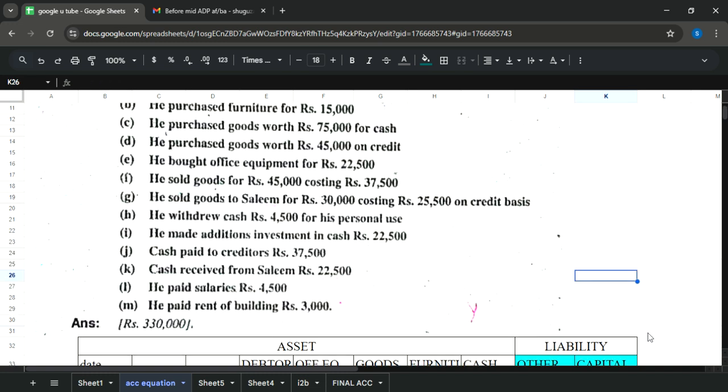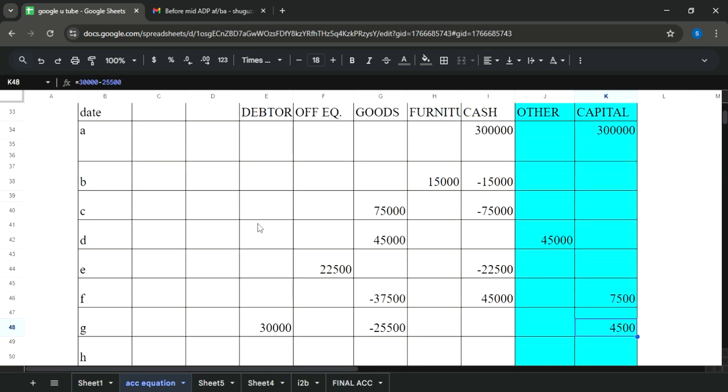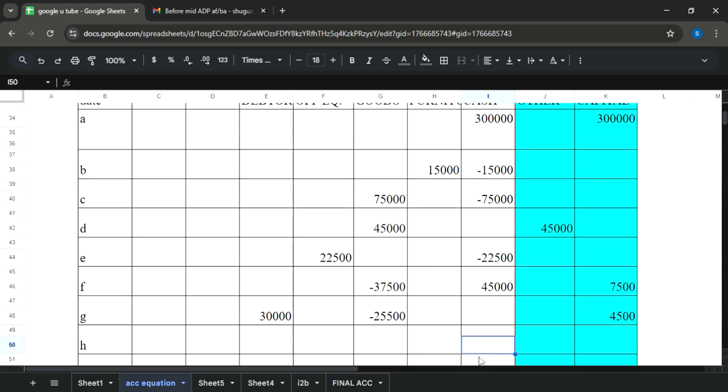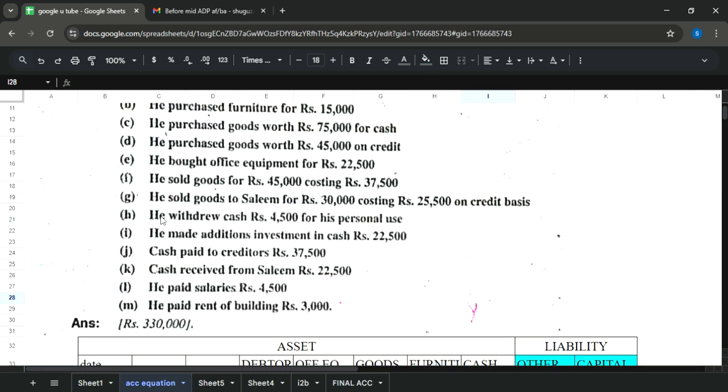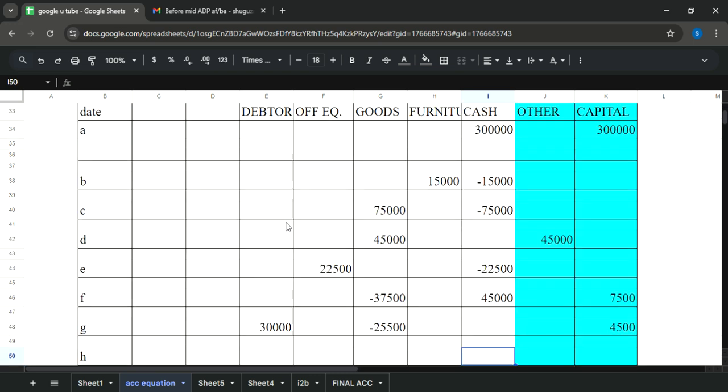Now entry number H: he withdrew cash of 4,500 for his personal use. When capital was provided, cash was given by the proprietor, and now the proprietor has withdrawn. So 4,500 cash has gone out. Cash is going out, with which cash is decreasing in entry number H. Look here. He withdrew cash 4,500. So there is a decrease of 4,500 in cash.